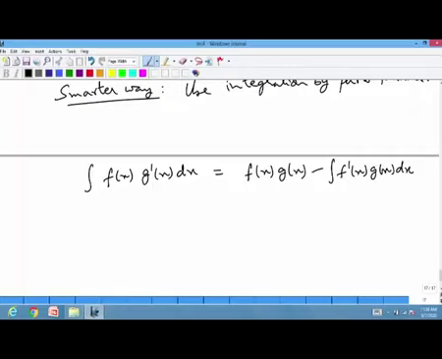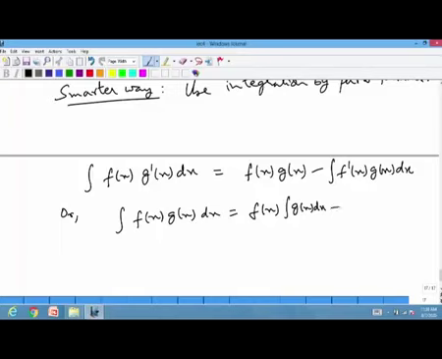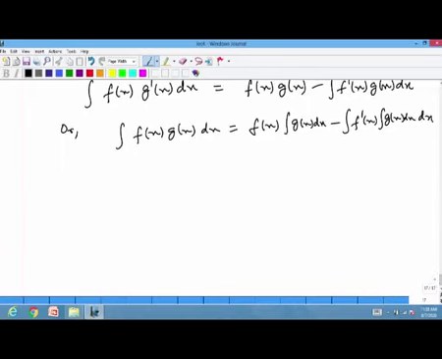Or there is another way. If we have two functions f(x) and g(x) multiplied together, then this integral will be f(x) times the integral of the second function g(x) dx, minus the integral of: you differentiate the first function to get f'(x), and integrate the second function g(x) dx, and then you integrate it. So, we will use this formula.